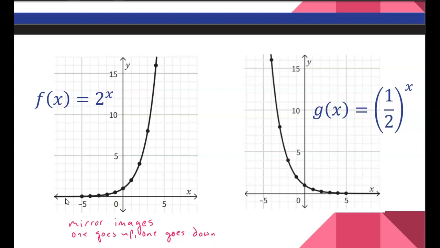Do they have the same asymptote? This line that they approach? So this is at y equals 0. This one also has an asymptote over here at y equals 0. So yeah, they have the same asymptote, but they're going opposite directions on it. So same asymptote, but they're approaching from different directions.